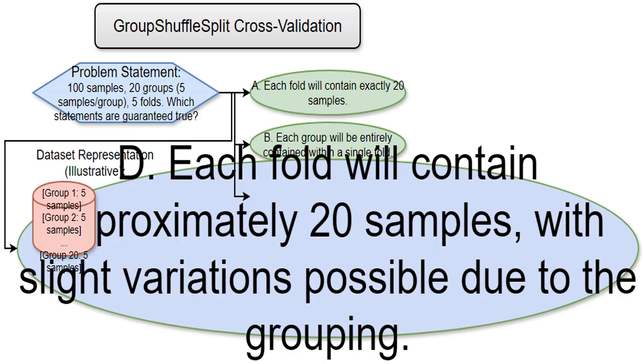Since I have 100 samples and 5 folds, you'd expect about 20 samples per fold, 100 divided by 5. But, because I must keep groups together, some folds may have slightly more or fewer samples than 20.